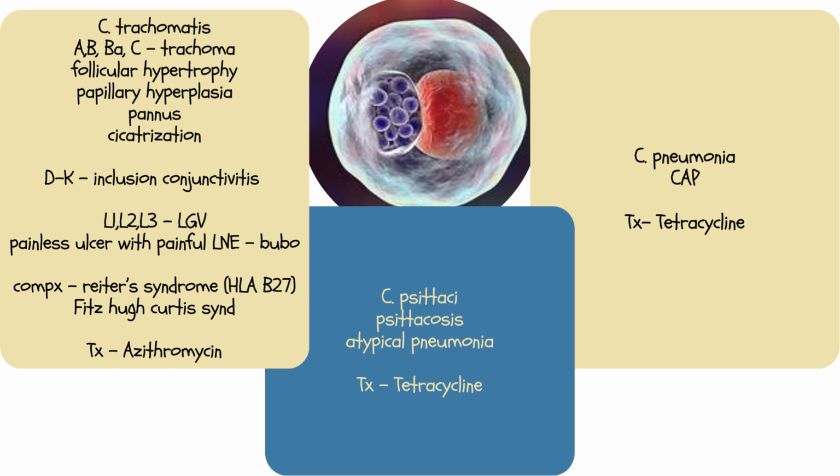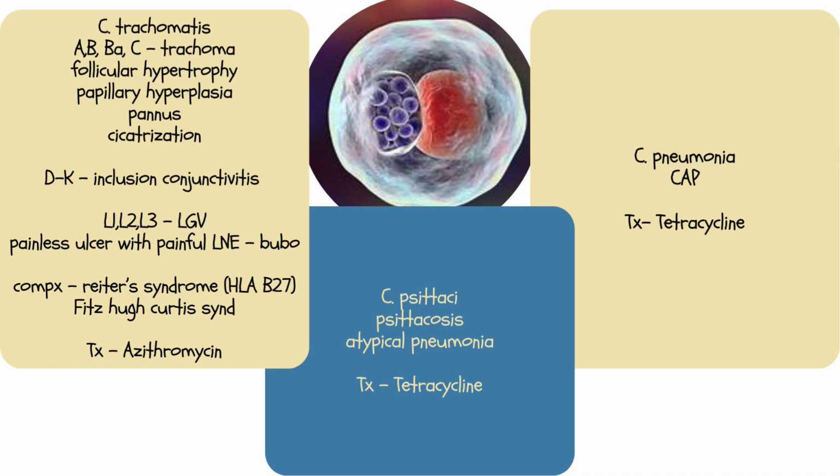So it is covered. Then we have Chlamydophila psittaci, which is the causative organism for psittacosis, manifesting as atypical pneumonia, spread by pet birds like parrots. The treatment of choice is tetracycline. Again, Chlamydophila pneumoniae can cause community-acquired pneumonia. The treatment of choice is again tetracycline.